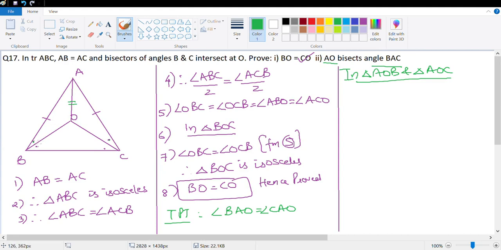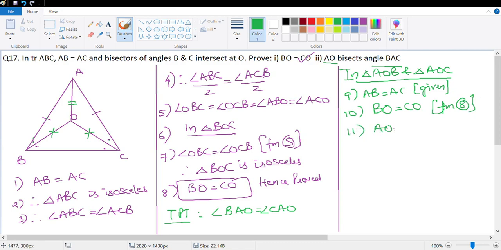So this alone still doesn't help us. We also know that BO and CO are equal. So side, angle, side, we should be able to prove these two triangles congruent. In fact, we can also prove them by side, side, side. Let's write this down. Point number 9, AB is equal to AC. This is given. Point number 10, BO is equal to CO. This is from 8, we just proved it. And point number 11, AO is equal to AO. This is common. Therefore, triangle AOB is congruent to triangle AOC by SSS test.